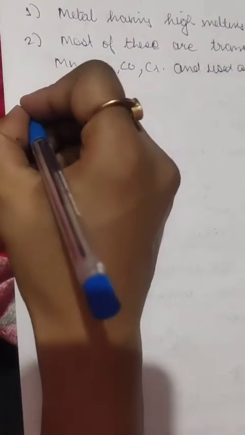Okay, so after this we come to the F block, the last block or the fourth block, F block elements.